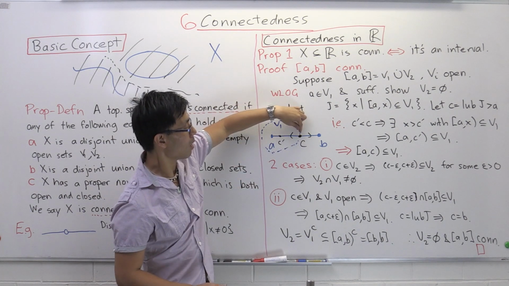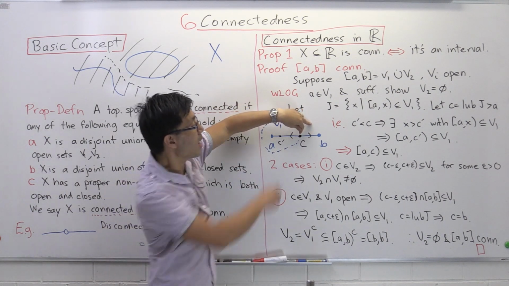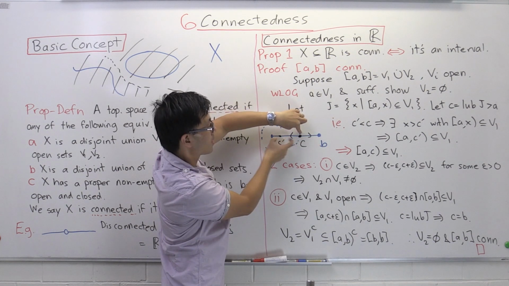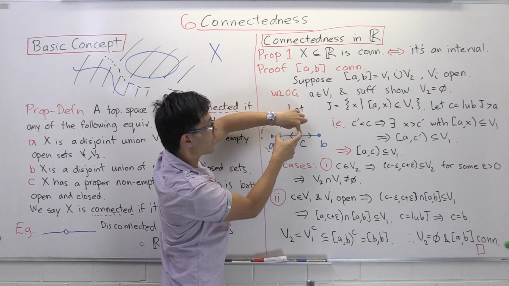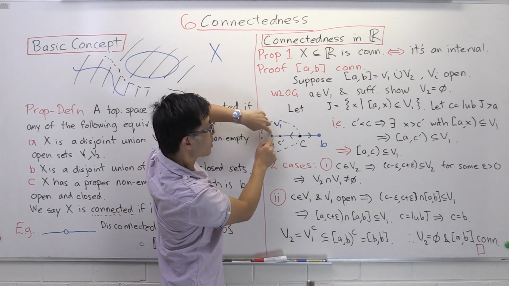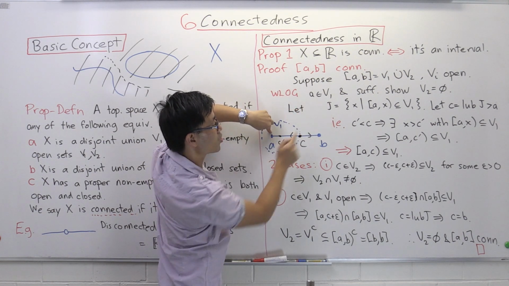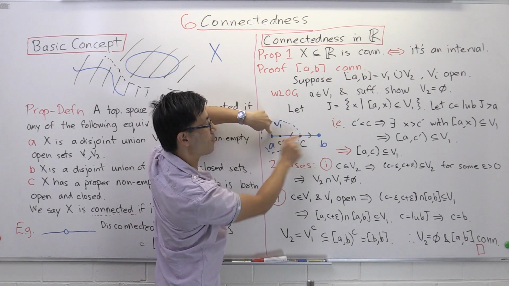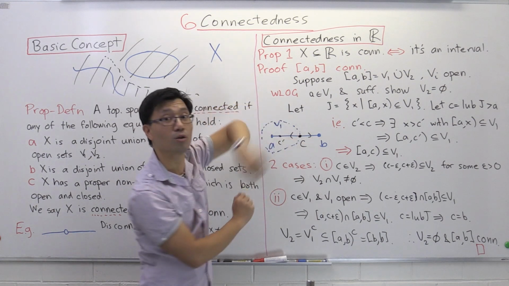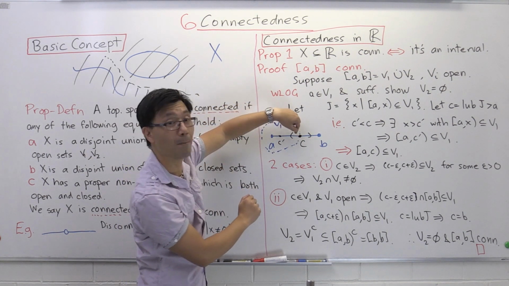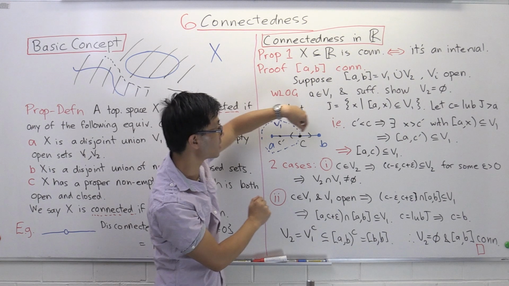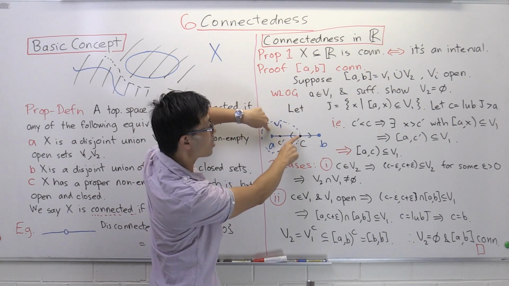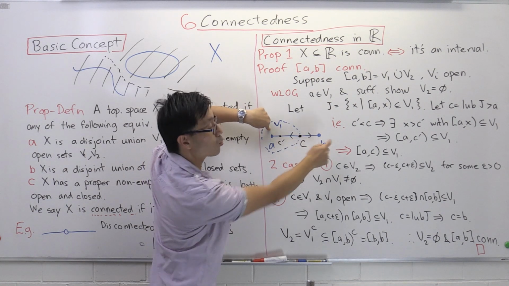But now what happens? Remember, C was the lowest upper bound of all those x's such that the interval A up to x is in V1. But now those x's can go all the way up to C plus epsilon. Those intervals are now inside V1 as well. So C is no longer the lowest upper bound. It's not an upper bound anymore, right? Because you've got some bigger x's inside here. So the only way you can avoid that is if actually C equals B.